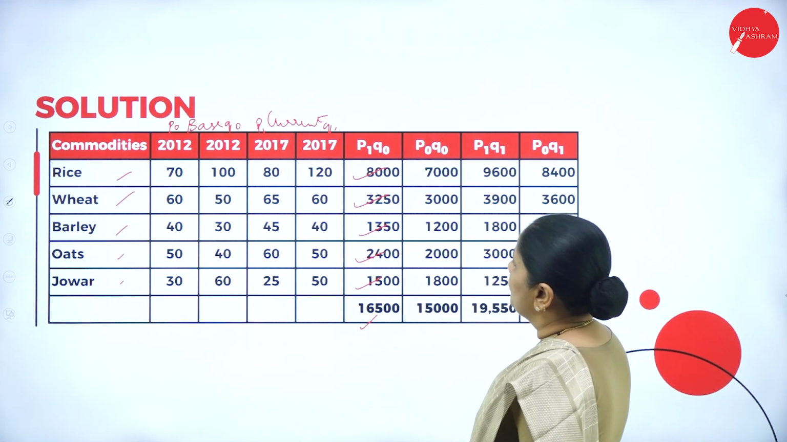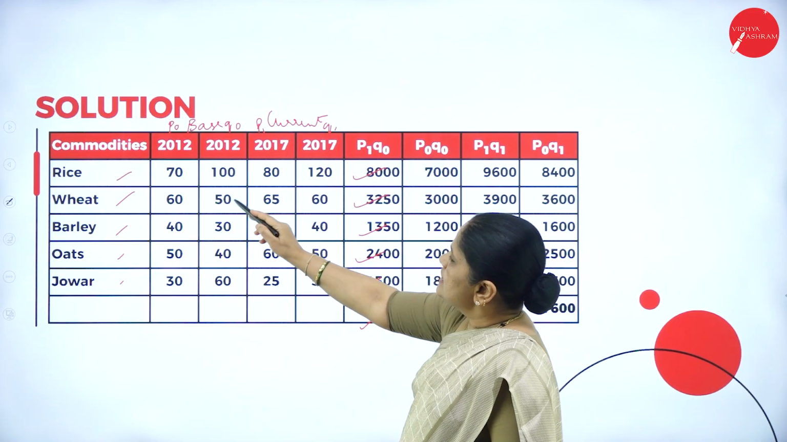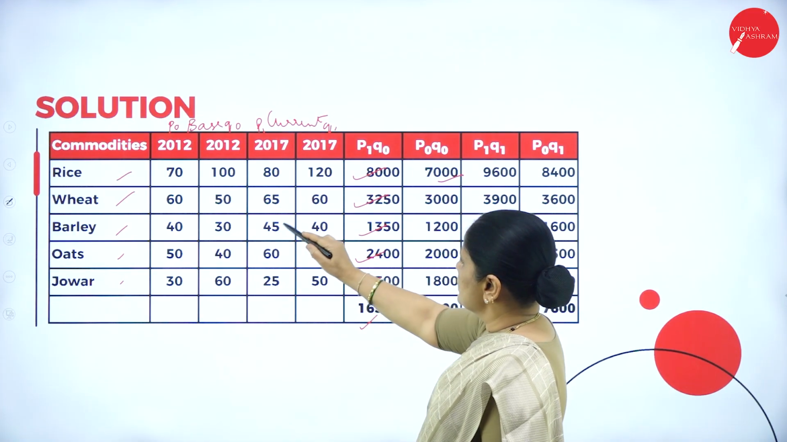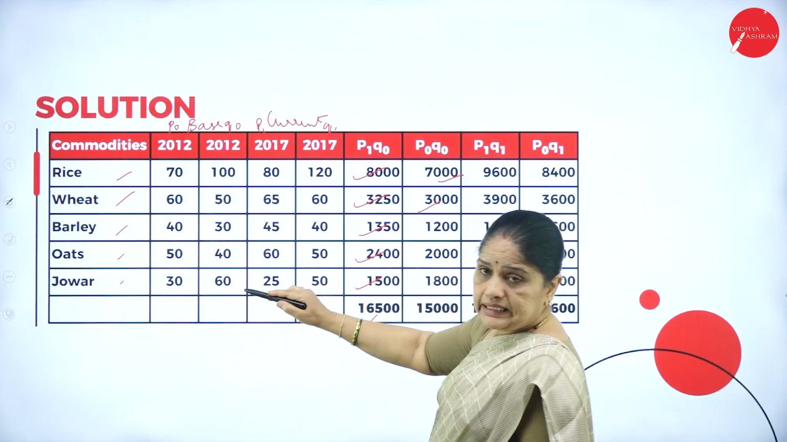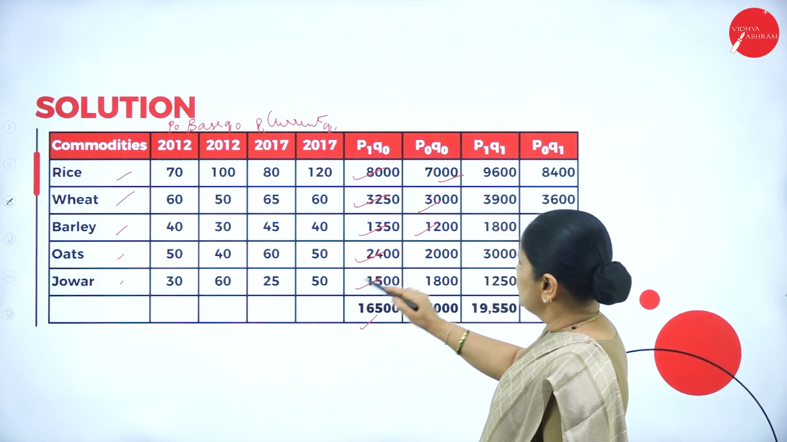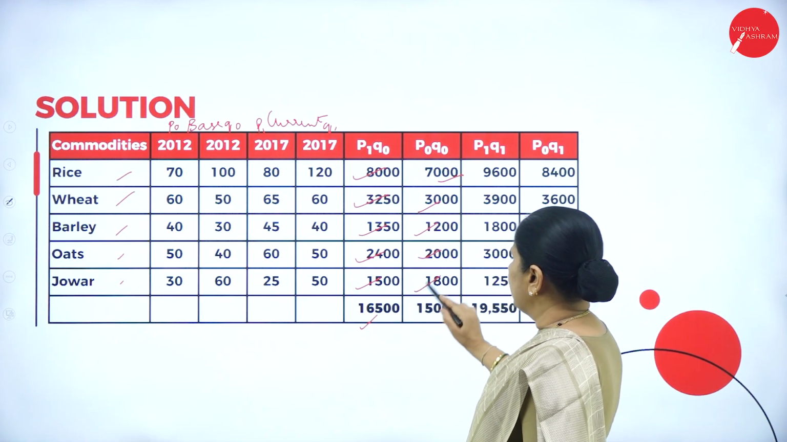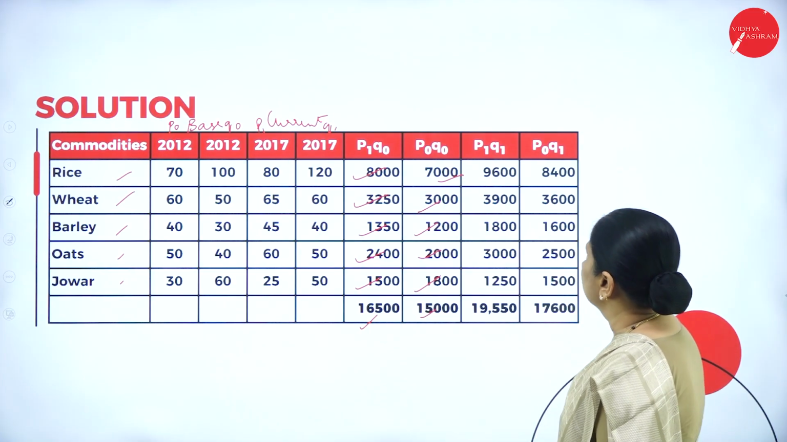Now P0Q0 will be equal to 70 into 100, 7,000. 60 into 50, 3,000. 40 into 30, 1,200. So 6 3s are 18. So when we add up all this, it is 15,000.